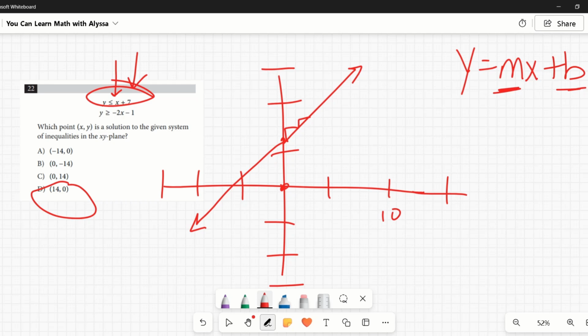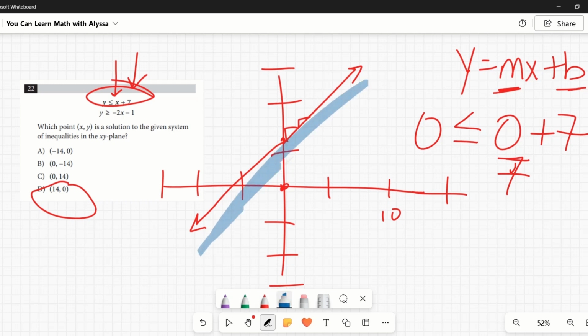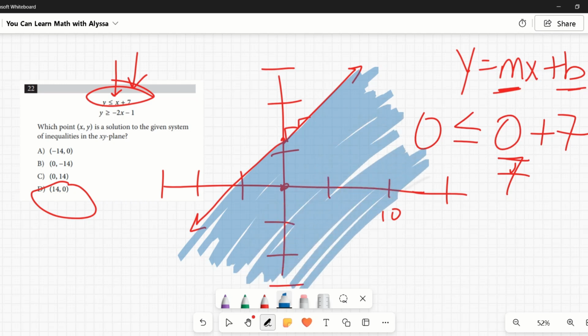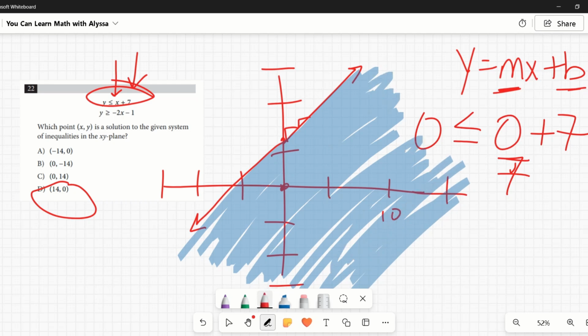So here, plug in a 0 for y and a 0 for x. Is 0 less than or equal to 0 plus 7, or 7? Is 0 less than 7? Yes, it is. So I know I'm shading below there. I can use that again if I forget that with lines less than or equal to, we shade below it. So with that little quick sketch, it's x plus 7, that's what it's going to look like. It's less than, so I'm shading below it.